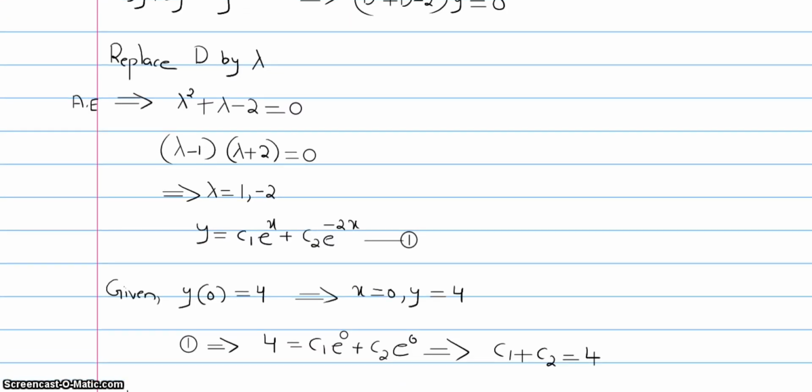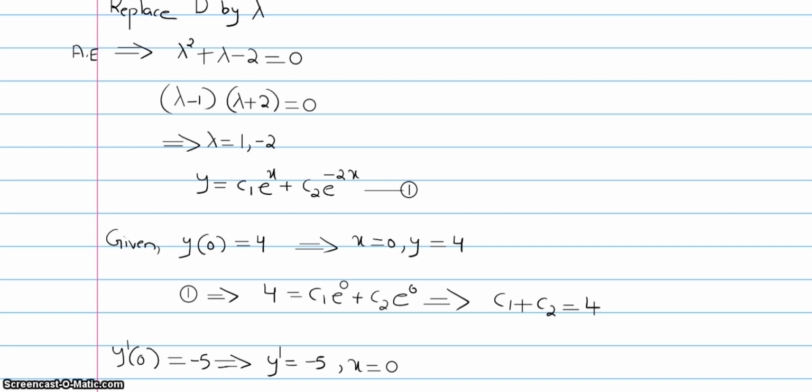Using the factorization method, I got two values, 1 and minus 2. So these two roots are real and at the same time distinct. So case 1 arises here, with the general solution format c1 e raised to lambda 1 x plus c2 e raised to lambda 2 x. Here I am taking lambda 1 as 1 and lambda 2 as minus 2. So the general solution will be c1 e raised to x plus c2 e raised to minus 2x. This is the general solution for the given differential equation. Next we need to find the values of c1 and c2.